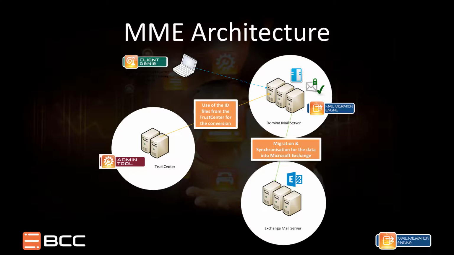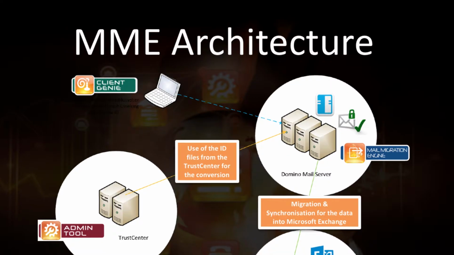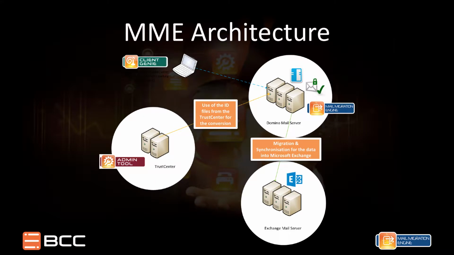Shown here is a diagram of the architecture of MME. As you can see in the top right hand corner, we have an IBM Domino server. On this server we have installed the MME code and configuration databases. This will connect through to the Exchange mail server in the bottom right hand corner. This connection is made via the Exchange Web Services protocols. The Domino mail server can also connect through to a store of Notes user IDs. And these are used to decrypt mailbox documents so that they can be migrated.